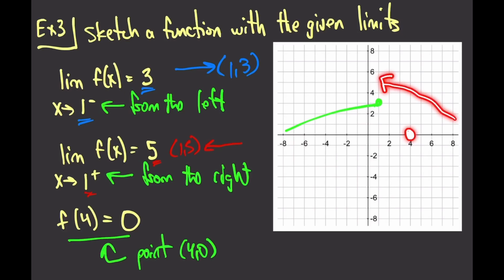Well, I can't do this because that fails a vertical line test. So the easiest way to do this is to go through the point 4, 0 and point to 1, 5. All right, so again, because I made this a closed circle, 1, 5 has to be open. I must go through the point 4, 0. And then I just draw anything that comes up to that. So from the left, I point to 1, 3. From the right, I point to 1, 5. And I contain the point 4, 0. That is the easiest way to do this.